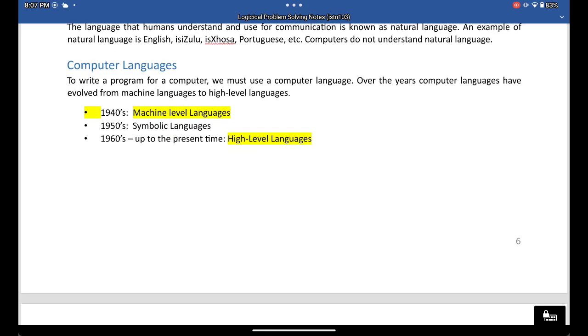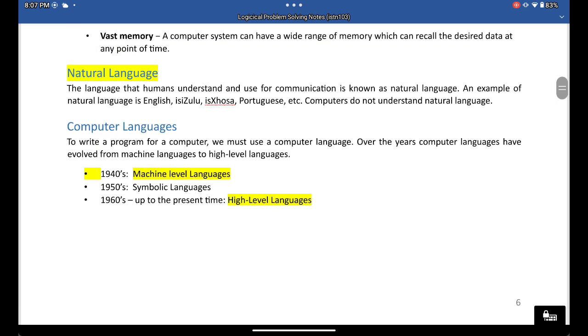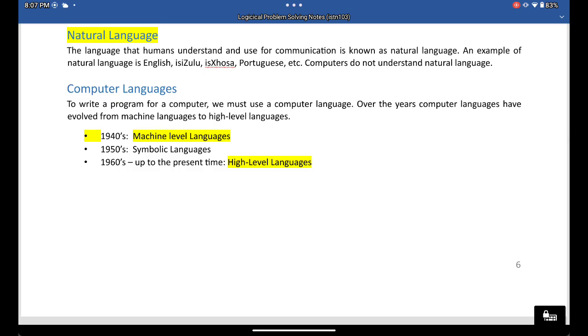Now, computer language. Obviously, your natural language, the computer does not understand. Back in the past, World War II, there was machine level language. Machine level language is the language that machines understand. So machine level language, I can actually talk machine level language, by the way.